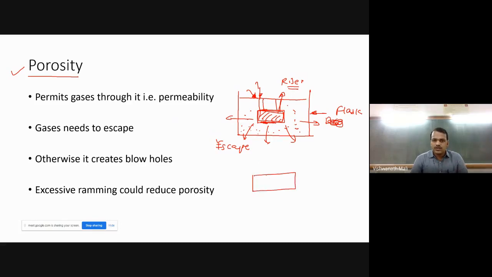Suppose this is your product. Due to the entrapping of gases, water vapor or air, you get blowholes here. This is one type of casting defect. That's why porosity is necessary in the molding sand. If your molding sand is porous enough, then whatever gases, water vapor or air is there will escape from this molding sand. So this is the porosity property that we have seen.